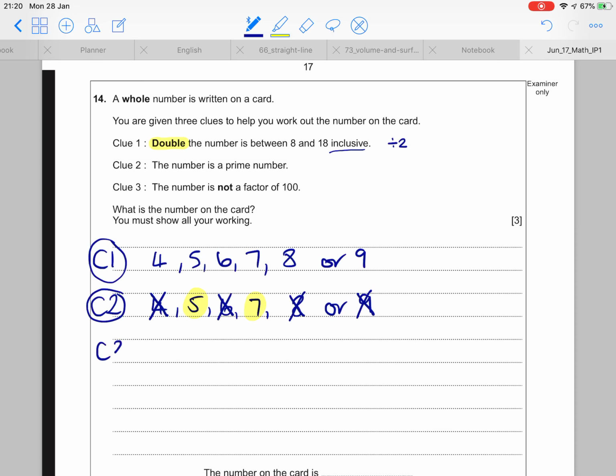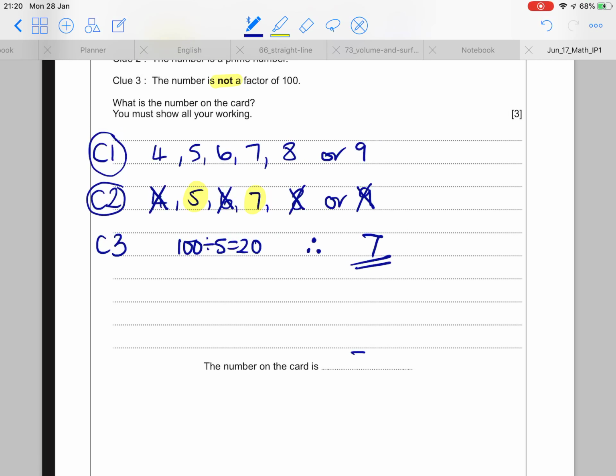And then clue 3. Clue 3, the number is not a factor of 100. This means it will not divide into 100 exactly. Now, 5 goes into 100 exactly 20 times. So this tells me that I'm definitely, out of the 5 or the 7, picking the 7. So the number on the card is a 7. Not too scary. You just need to work through the clues one by one by one.